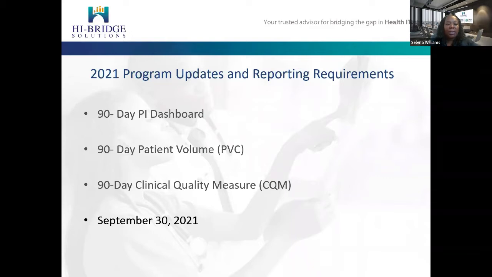Also a 90-day clinical quality measure. I know a few providers, as we spoke to them during 2020, had a difficult time or some challenges pulling a 90-day clinical quality CQM. And I think Athena was one of them. They were only able to pull one for 365 days. So if you are having that problem, reach out to us. We can assist you and give you the workaround that DCH has given to us on what to do if you are having problems pulling a 90-day clinical quality report.